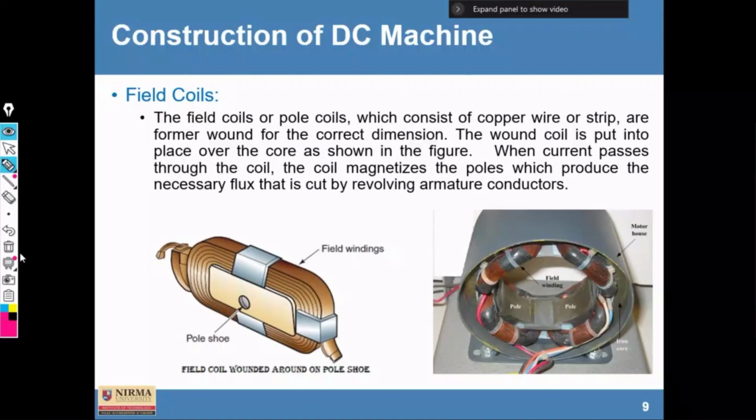Clear? Just a minute, I am logging in, and after that, if possible, we'll continue from there. And do not worry, I'll share this presentation with you people. Fine. So do not worry about it, because ultimately it will spend more time here. Okay. So this is the field coil.